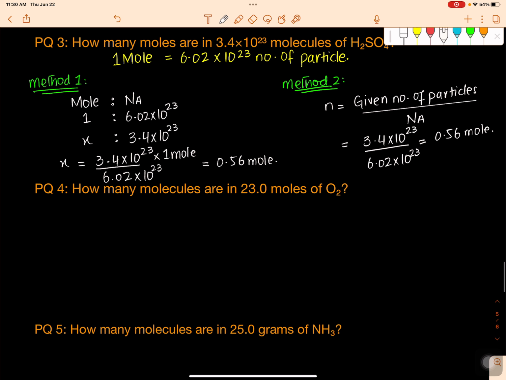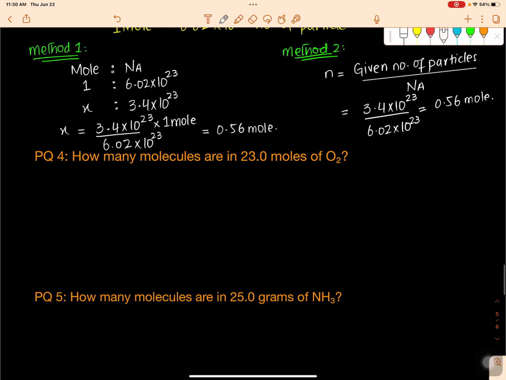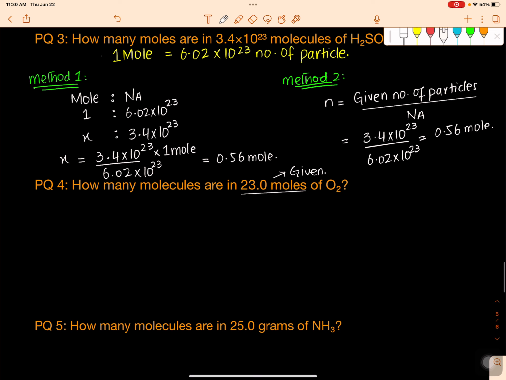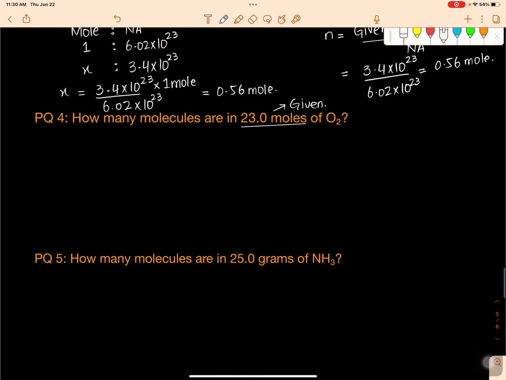The next problem is how many molecules are in 23 moles of oxygen. So we have the number of moles, which is given to us, and we need to find out what number of molecules are in there. As per the convention, 1 mole is equal to 6.02 times 10 power 23, and we have 23 moles, so that will become a multiplicative factor.